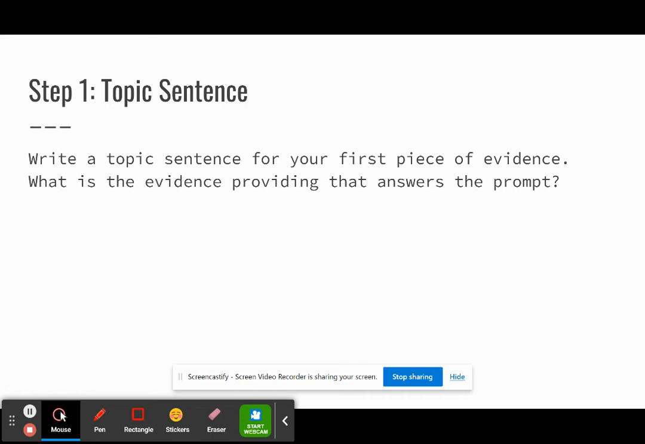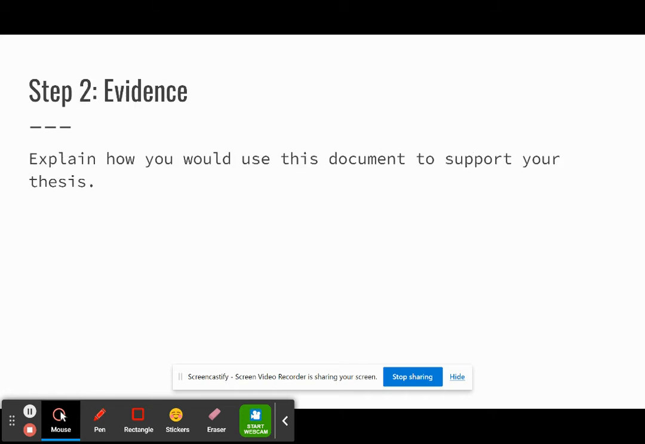So whose fault is it? You may say Asher is at fault because blah, blah, blah. That's your topic sentence. You're just introducing the idea. The second part is you're providing evidence. Well, document 2 shows that Asher did this, and that puts him at fault for the breakup. Explain how you would use this document to support your thesis.